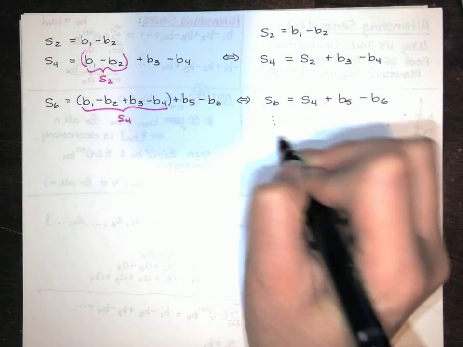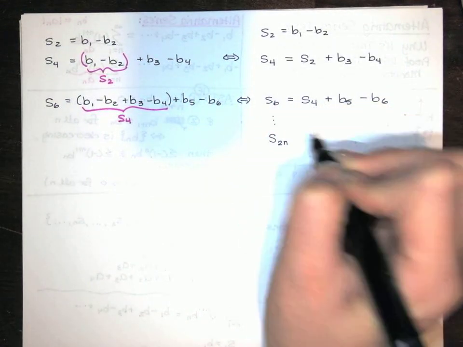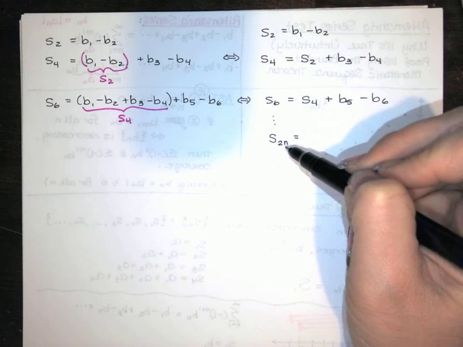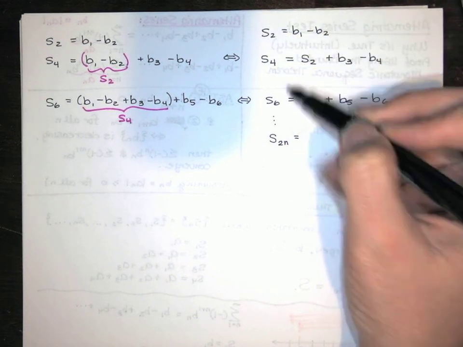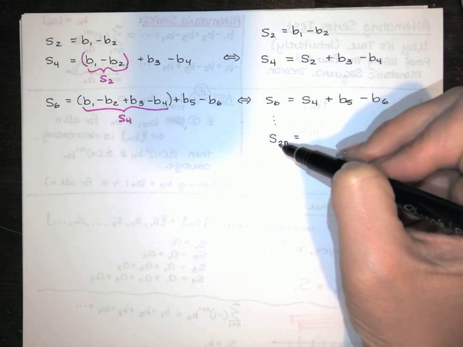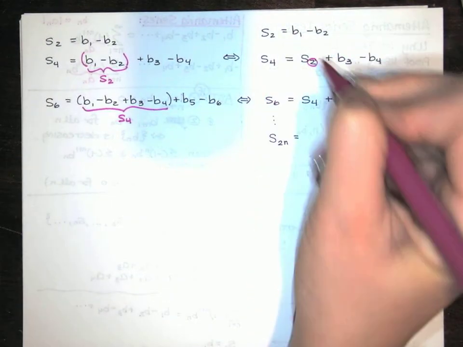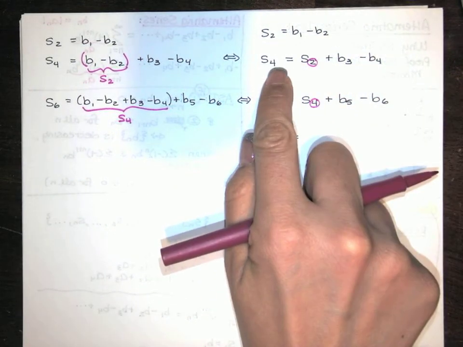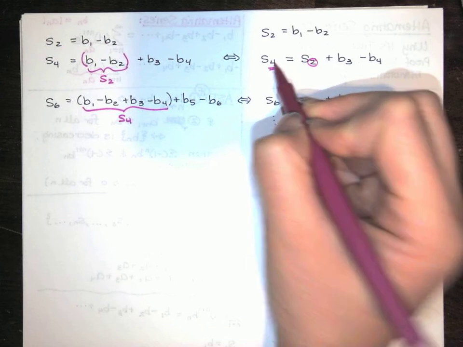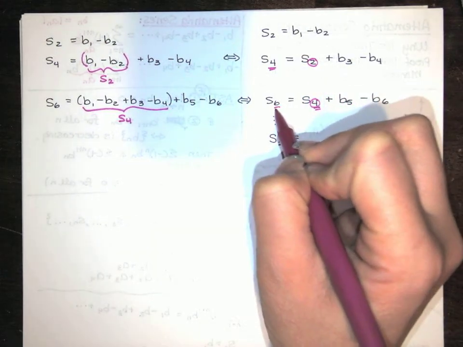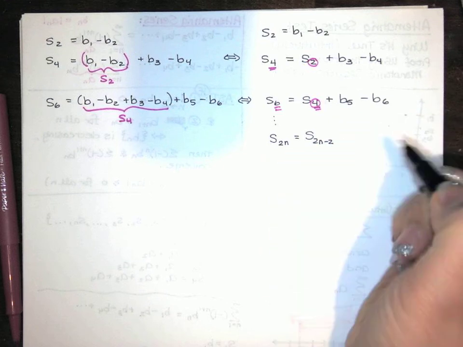Okay, well, here's a pattern. If I call this 2n, so when n is 1, I've got 2 times 1, which is 2. When n is 2, I have 2 times 2, which is 4. When n is 3, I have 2 times 3, which is 6. Then this expression over here, look at that subscript, it's always 2 less than the subscript over here. That is, 2 is 2 less than 4, and 4 is 2 less than 6. So this is S sub 2n minus 2.